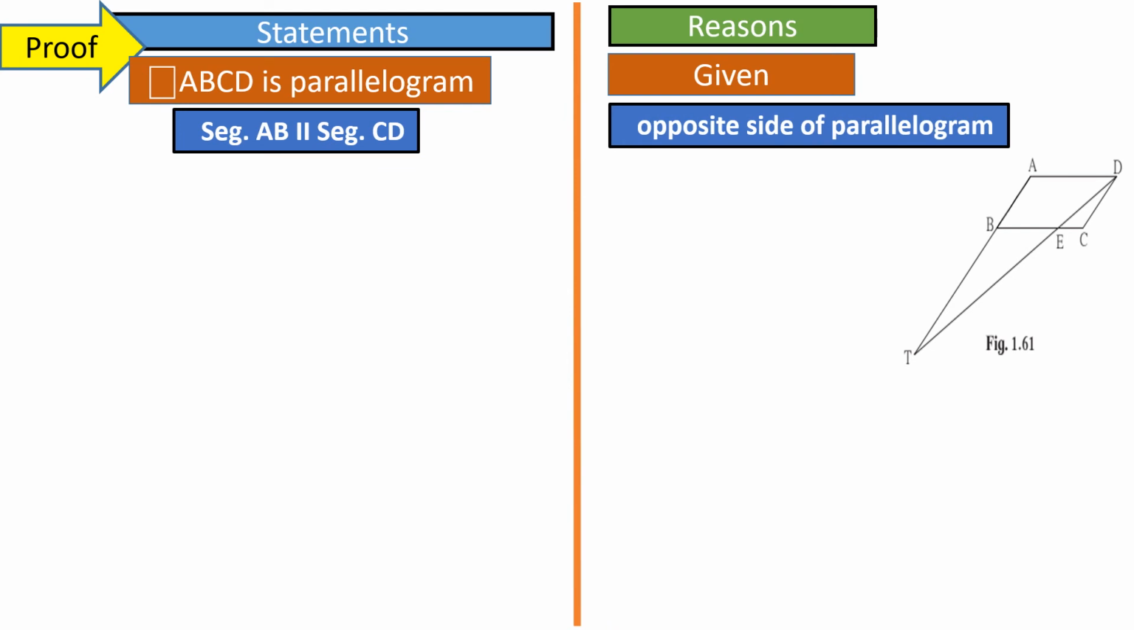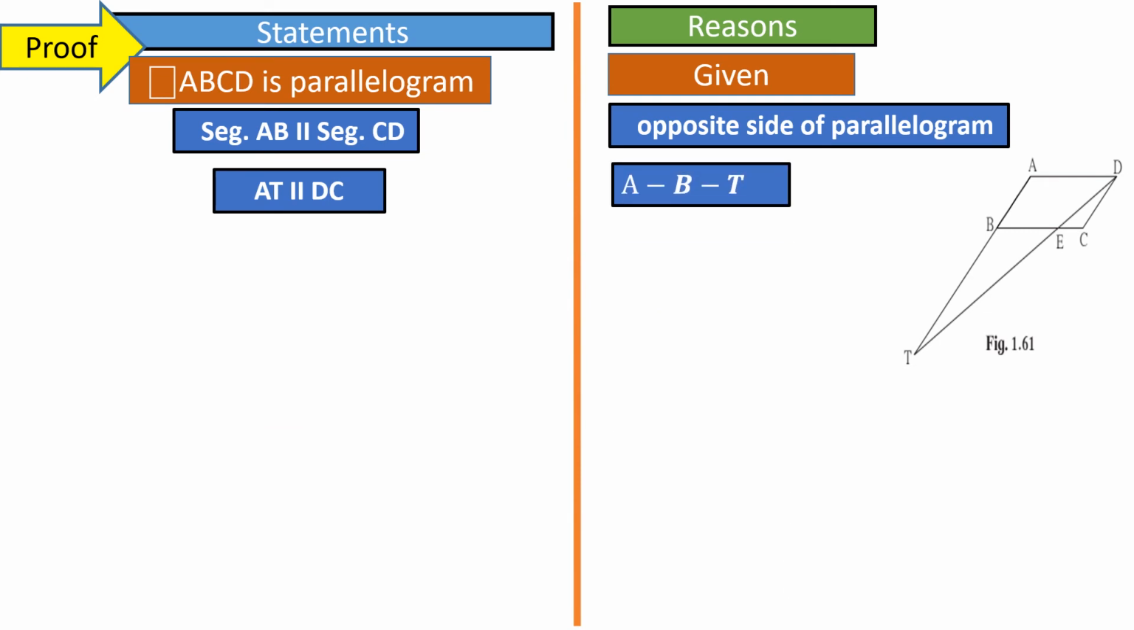Parallel. So we'll be using that. And since AB is parallel to CD, then AT is also parallel to DC. What will be the reason for this? Yes, A dash B dash T. And if these two lines are parallel, we'll get angle ATD congruent to angle CDT.